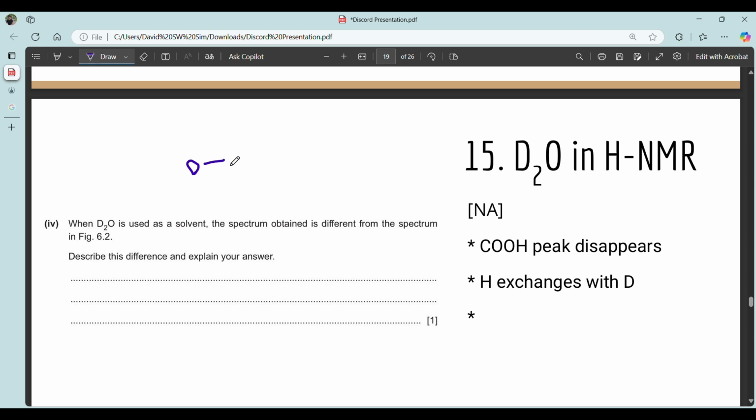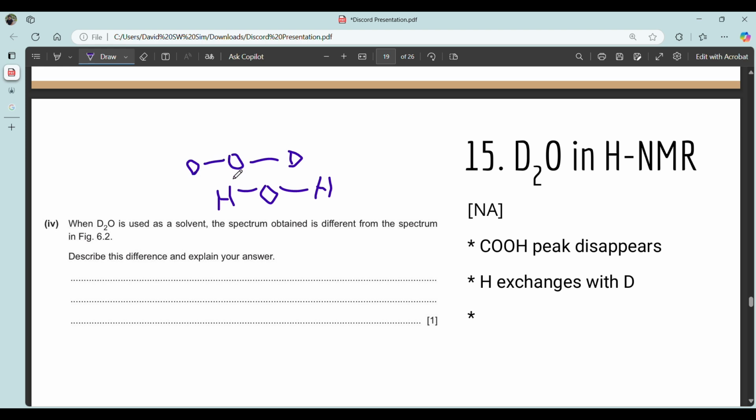First off, I need to explain what D2O is. Everybody should know what H2O is. It's just two hydrogens connected to an oxygen, water, H2O. D2O is the same thing because deuterium is basically just an isotope of hydrogen. So basically it's like deuterium water. It's like water, but instead of hydrogen, you have an isotope of hydrogen called deuterium.